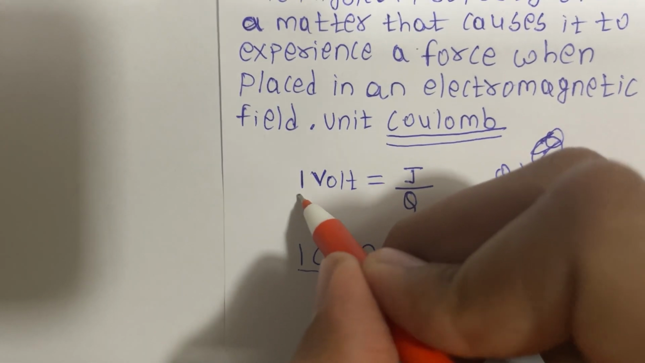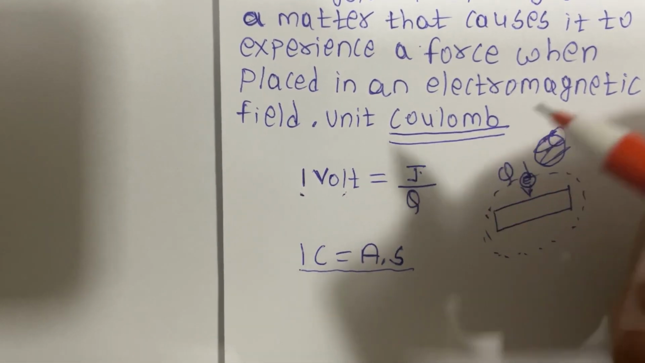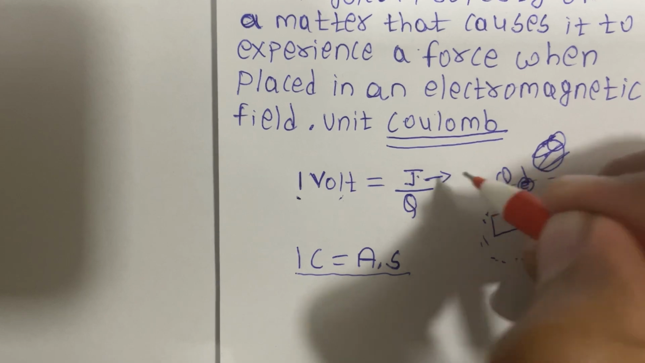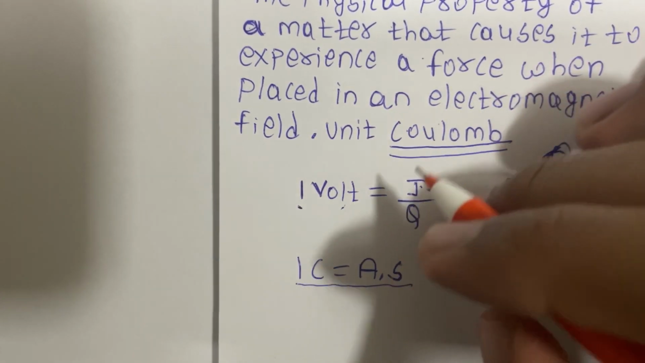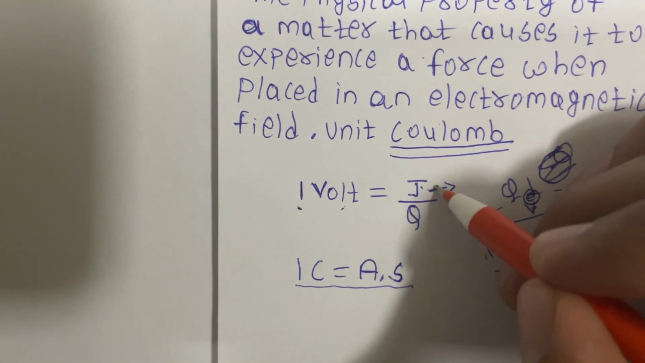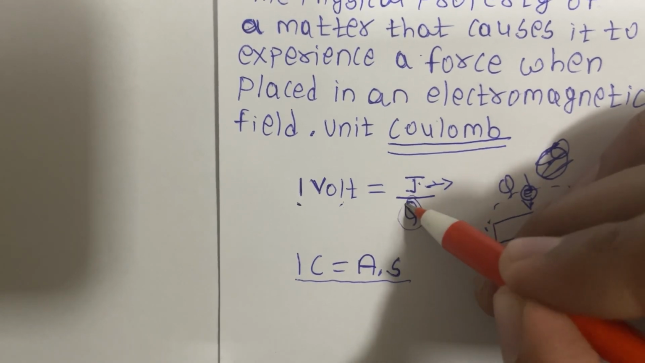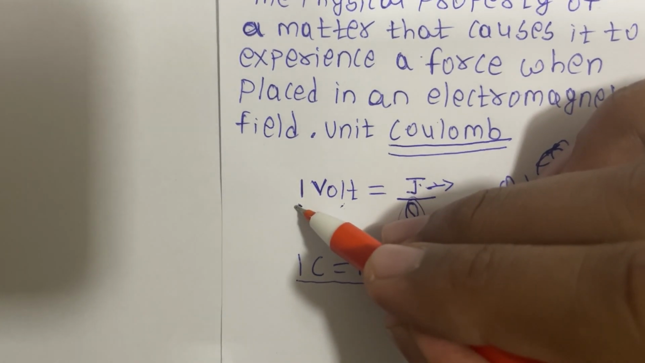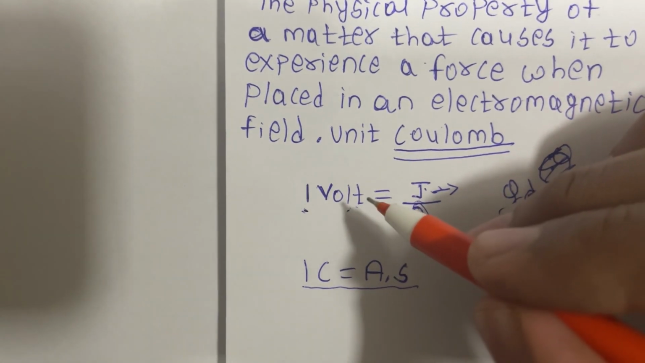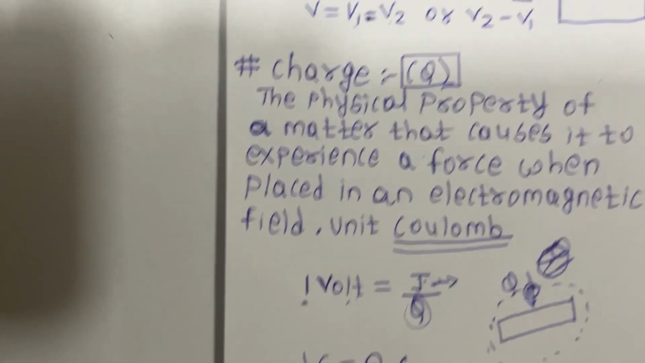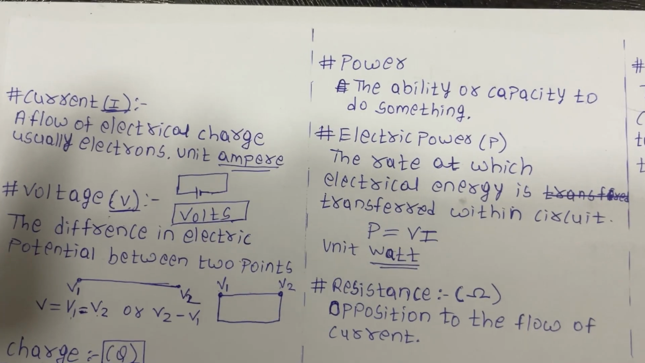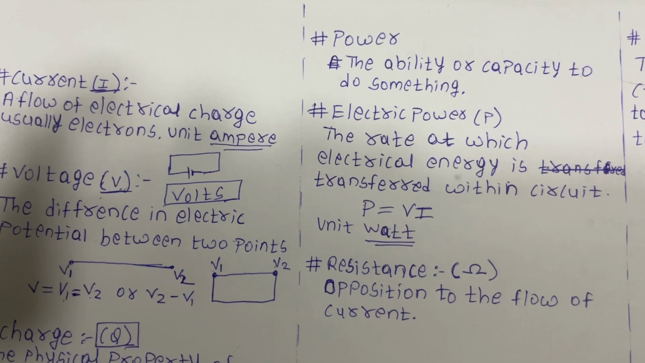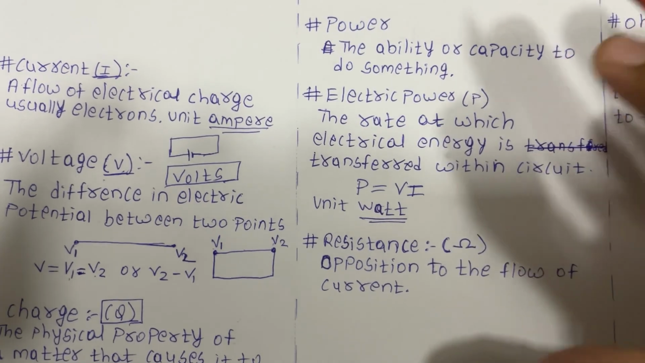Then what is 1 volt? 1 volt is J by Q. J means joule, and joule means energy. So the energy required to shift the charge, per charge shifted, is called 1 volt. Further, we will learn about power. This is important.